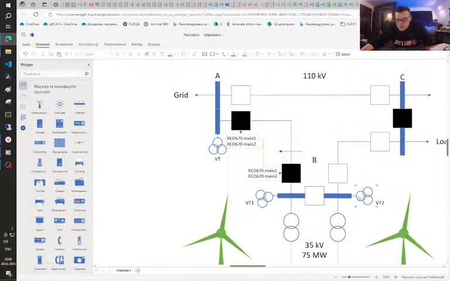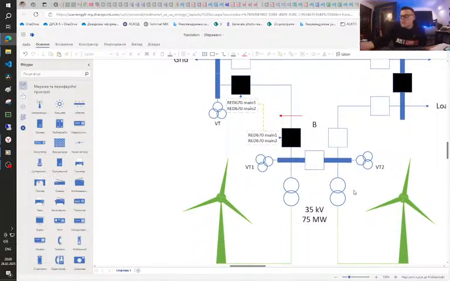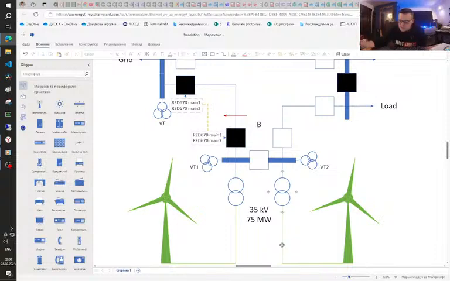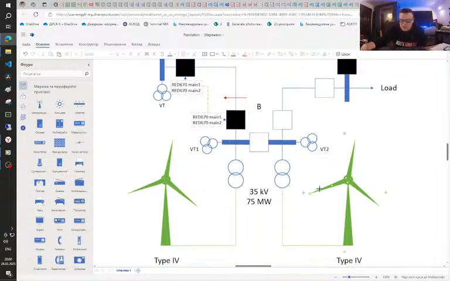So usually when designers designed and settings engineers made studies, they think that when the wind farm is disconnected from the grid, it just stops generating. But in this case, that did not happen. Because of this load, there was an island formed with the wind farm and load.